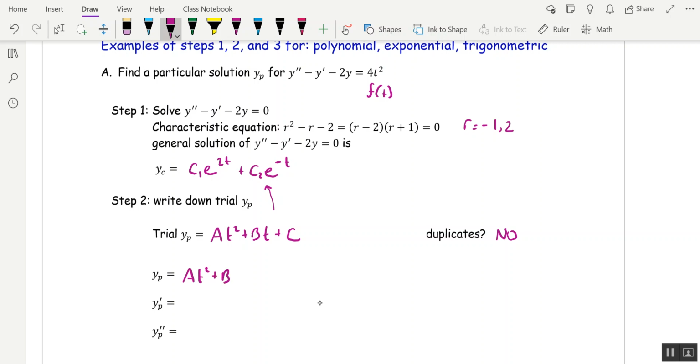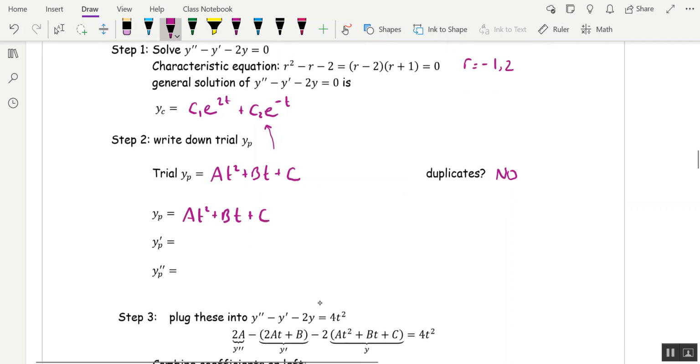And I strongly suggest if you have to multiply by t, you cross out your trial yp when you write down your final, so that at the end, when you go back and plug in a, b, c, you don't go back to the wrong function. I've done that before. Okay, now we find yp prime and yp double prime. So just take the derivative, 2at plus b, and then take the derivative again, 2a. Now we go back to the very initial given differential equation, and we plug all this information in.